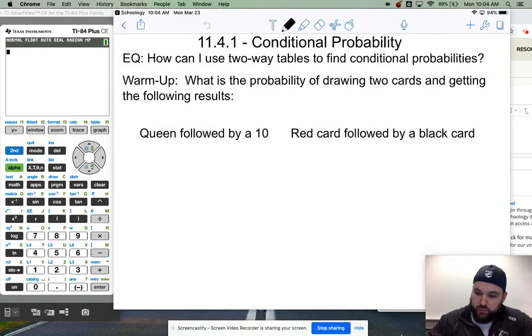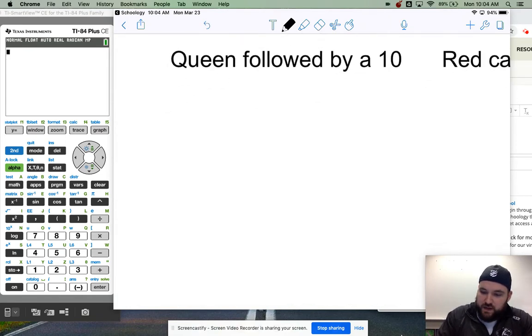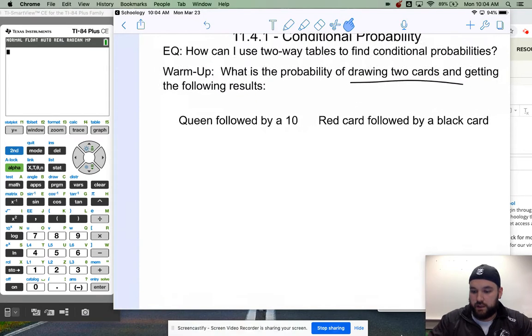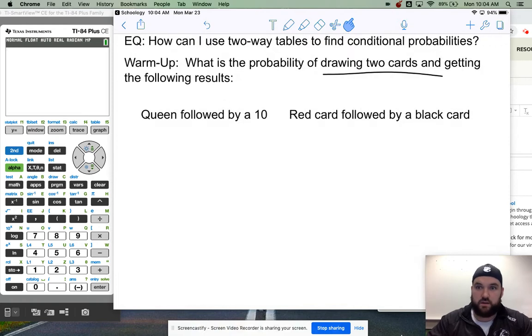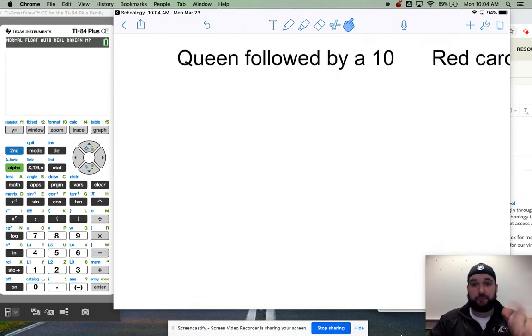As a brief warm-up, what is the probability of drawing two cards and getting the following results? A queen followed by a 10. Now, I didn't put the words without replacement there. And normally you would see the words with replacement or without replacement. We're going to assume, since I'm drawing two cards and it says a queen followed by a 10, that the first card is not going back in the deck.